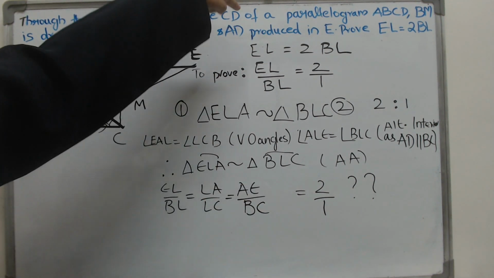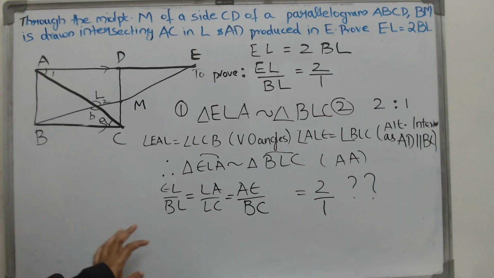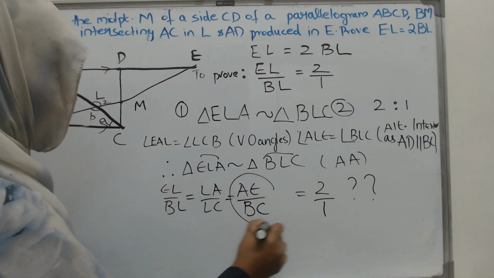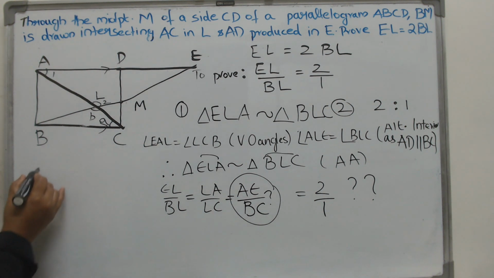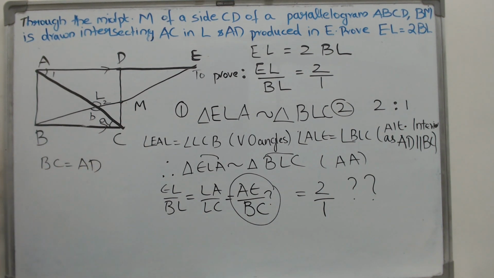Again, go back to the question. What you have is a parallelogram. So then you take the opposite sides. This one will be your savior. This one is going to help you out. And how is it going to help you out? You already know that BC is equal to AD because it is a parallelogram. Opposite sides are equal.